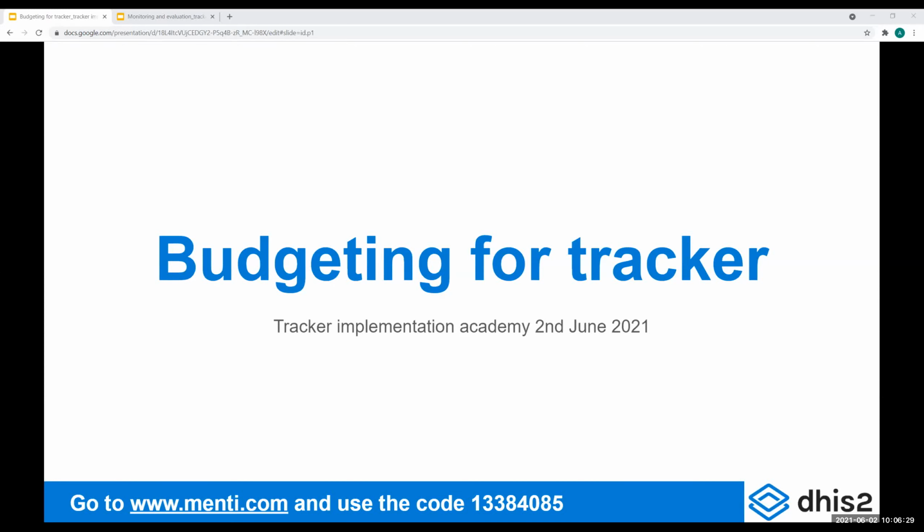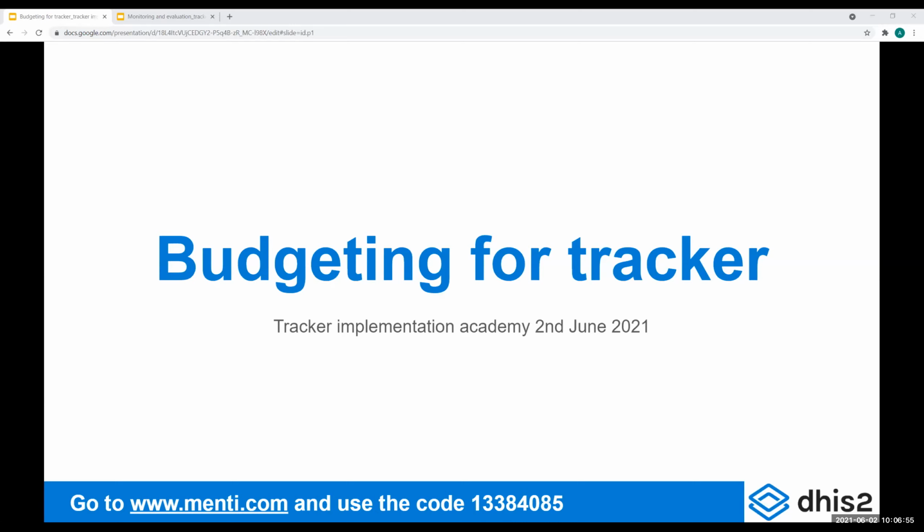Welcome to the session on budgeting for Tracker. It will be a relatively high level session. I won't go into a lot of detail, but I hope that I can give you a couple of tools in terms of what costs money when it comes to Tracker projects. We will not give you any concrete numbers, but we do have some high level estimates based on our experience.